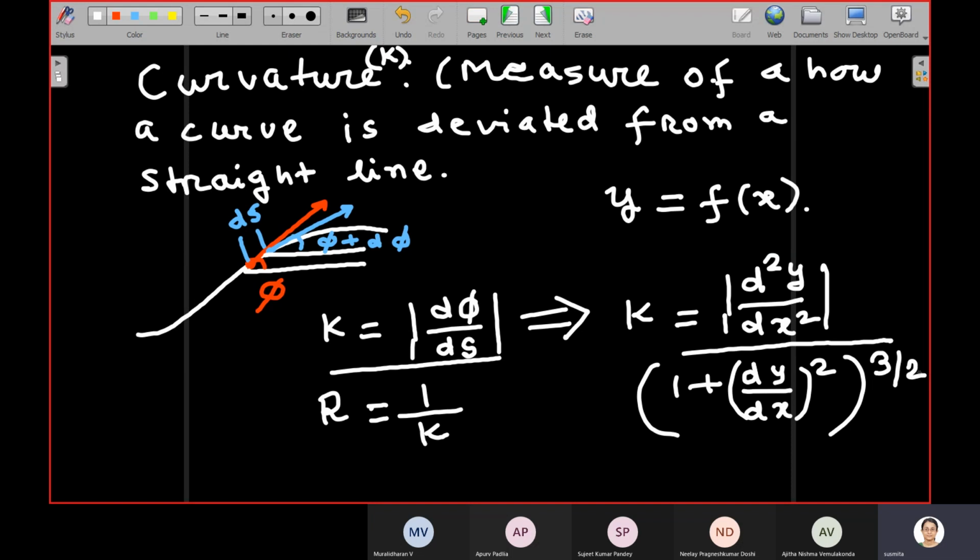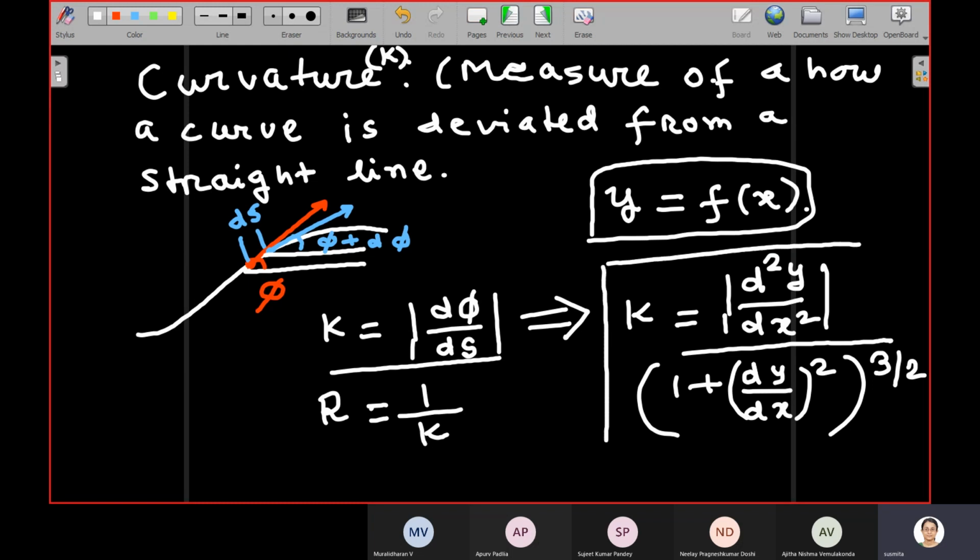Okay. So the curvature for a curve given by this equation y is equal to f of x is this equation, which can be shown from the basic definition of curvature using y is equal to f of x. Okay. How do we find the best fitting circle of the ellipse at that point?